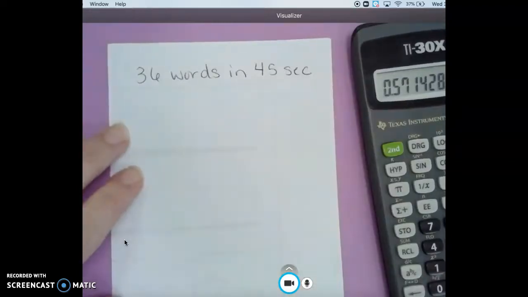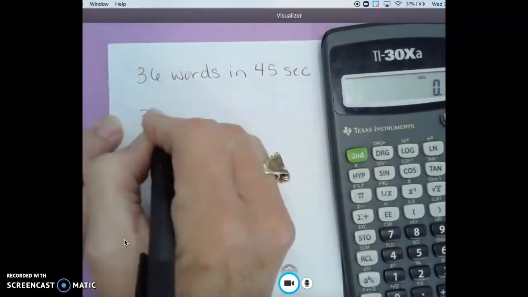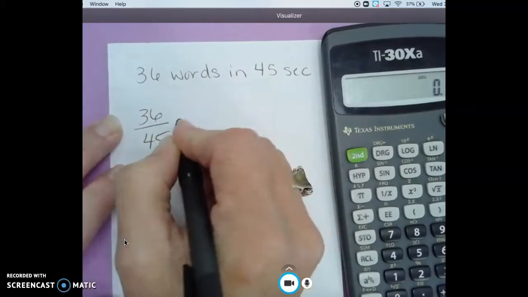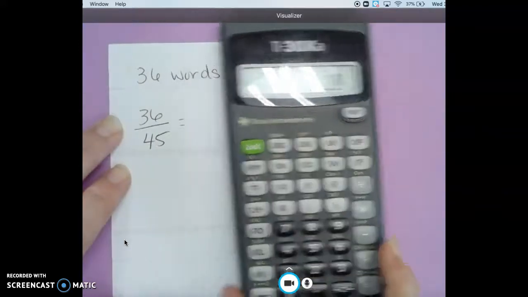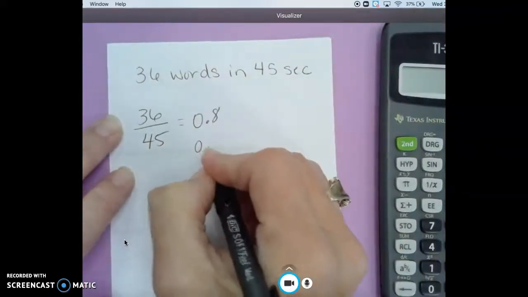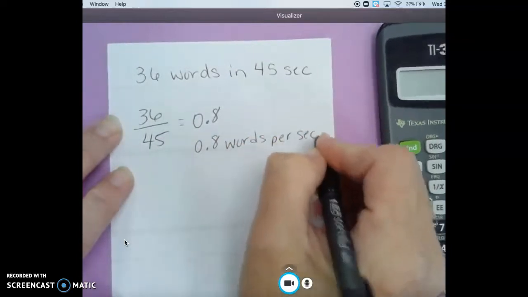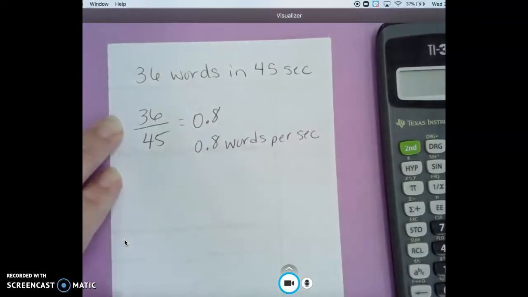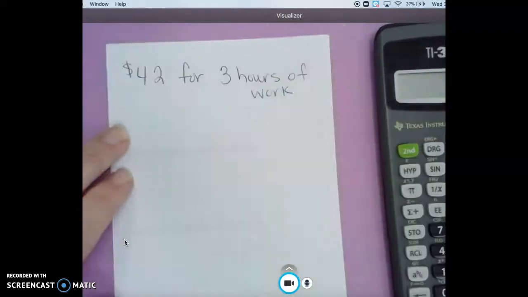Okay, let's say that somebody can type 36 words in 45 seconds. We're going to divide it just like we see it. 36 divided by 45. So if we punch that in, 36 divided by 45, I get 0.8. So that would be 0.8, and that would be words per second. So I'm only talking about 1 second. So 0.8 words per second. And that's the unit rate. Remember, 1 is on the bottom.